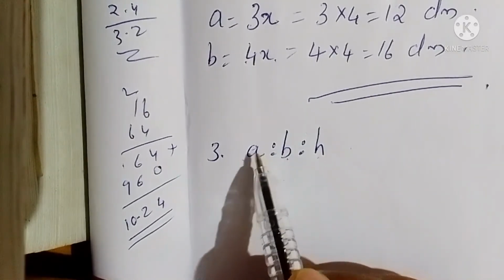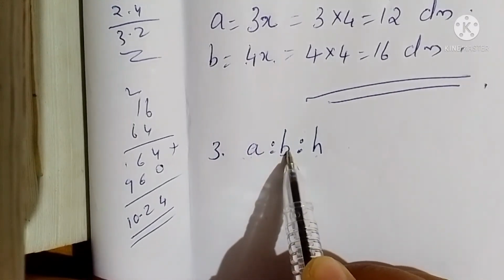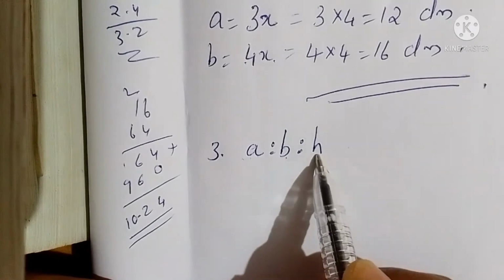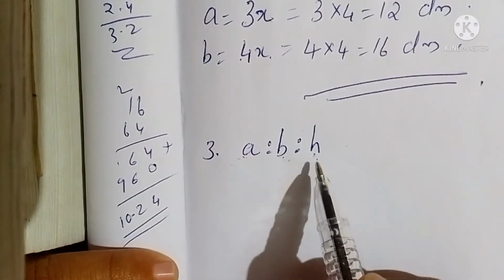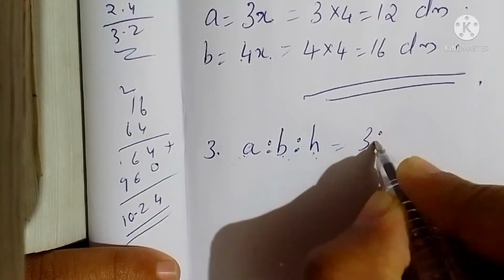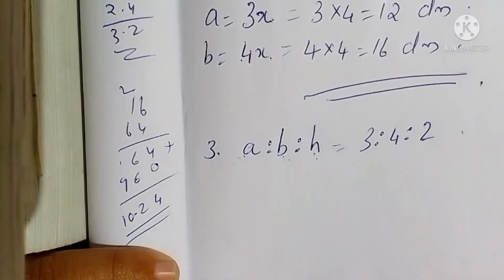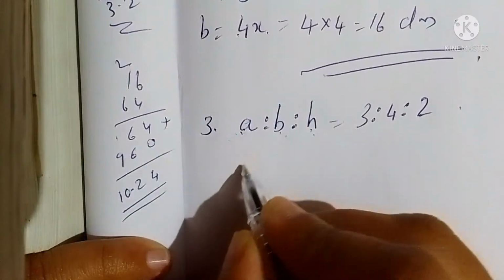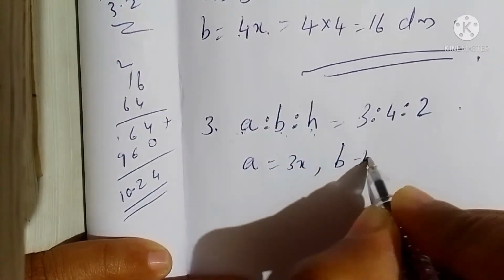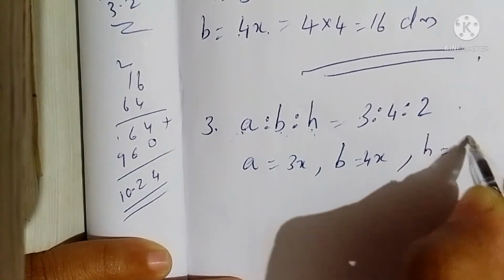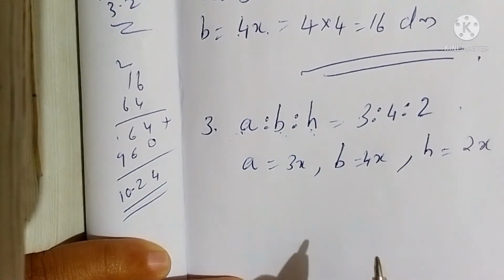Two parallel sides we can take as A and B, and the distance between the two parallel lines we can take as height h. So this ratio A is to B is to H is given as 3:4:2. So we can take A equal to 3x, B equal to 4x and H equal to 2x.